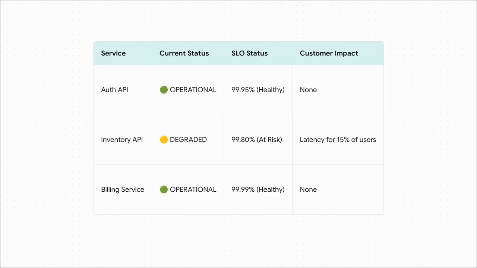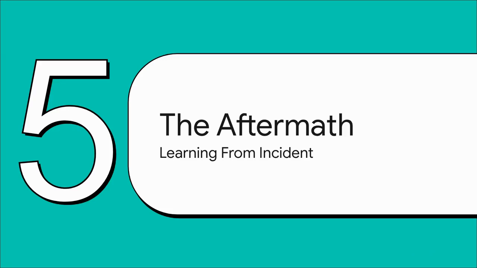Right here, we can see our inventory API is degraded. It's at risk, and it's causing latency for about 15% of our users. That's actionable information for stakeholders. So, the service is restored. The dashboard is all green. We can all relax, right?